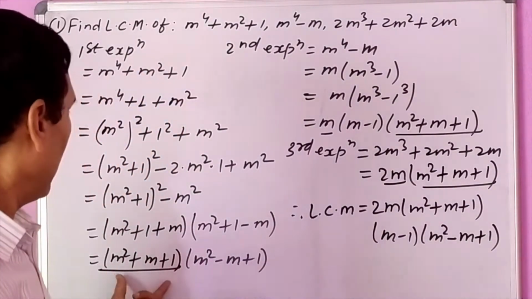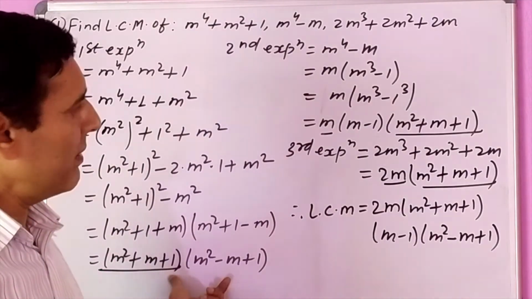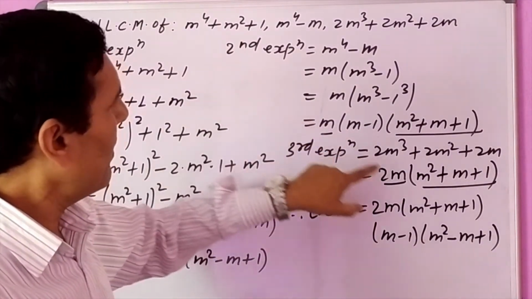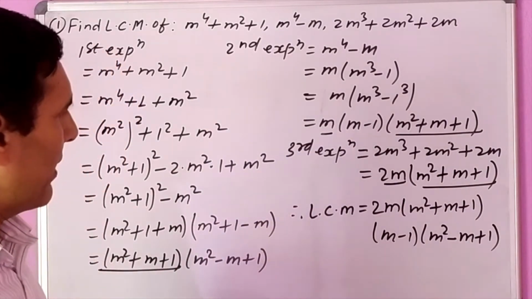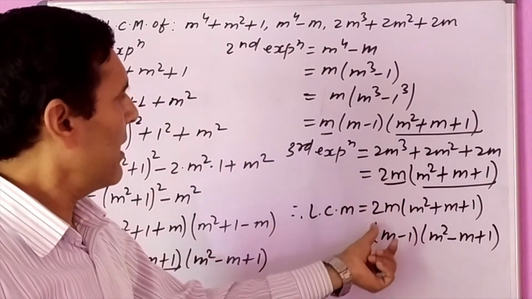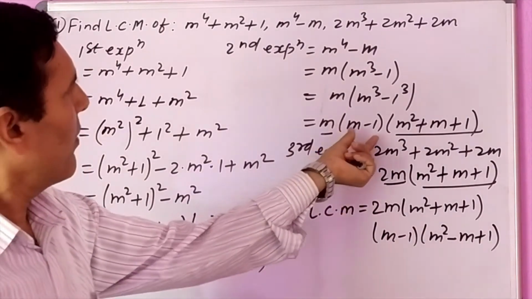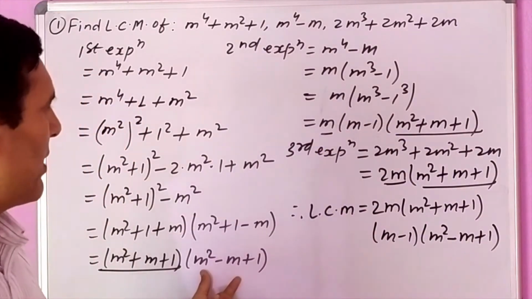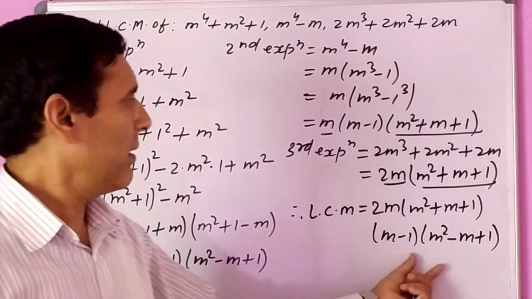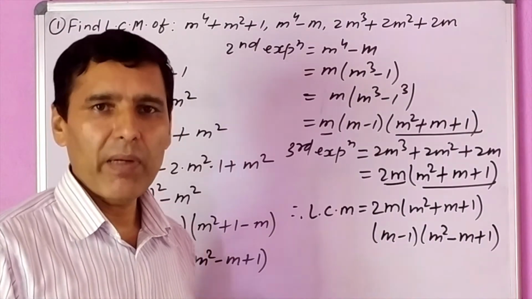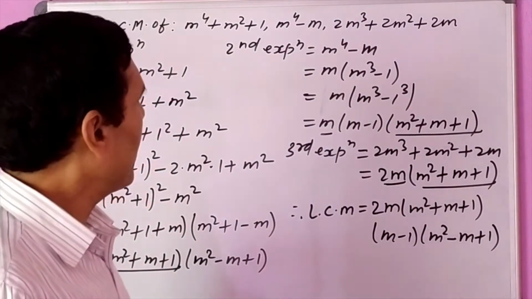For example, m square plus m plus 1 is common in all the three expressions, and m is common between second and third, and the remaining 2 is here in the third expression, which is not common, and this m minus 1 in the second expression, and this m square minus m plus 1 in the third expression. So this is the product of the common and remaining factors, which is the LCM of the given expression.